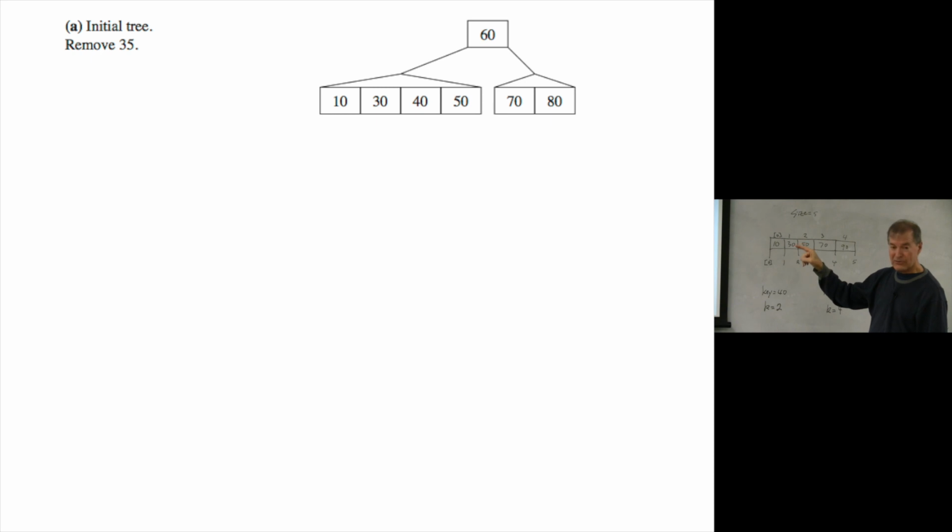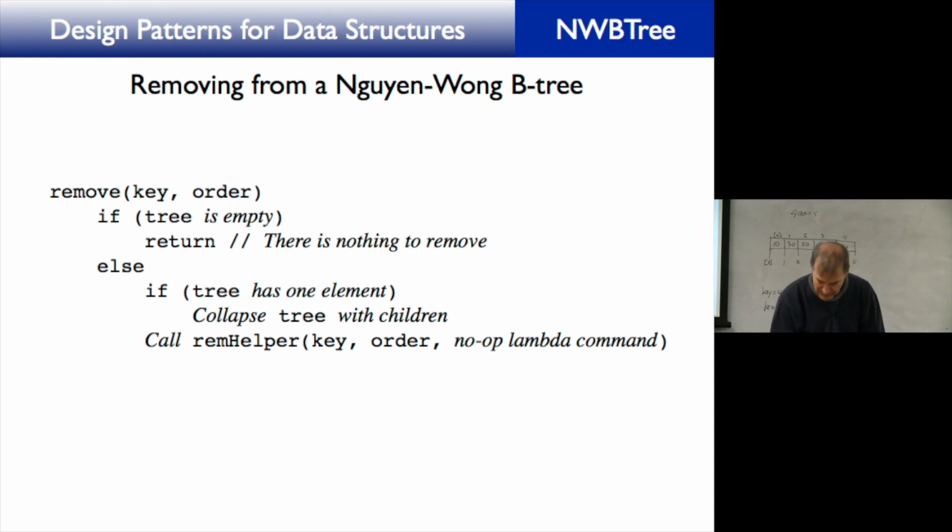Now, where is 35 in the tree? No. Okay, so what happens? So let's go to our top level. It says remove key tree. If the key tree is empty, is it empty? No. But it says else if tree has what? One element. So does tree have one element? Yes. So what do we do? Collapse it.